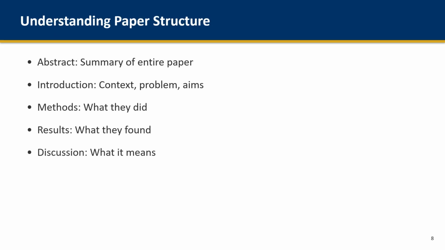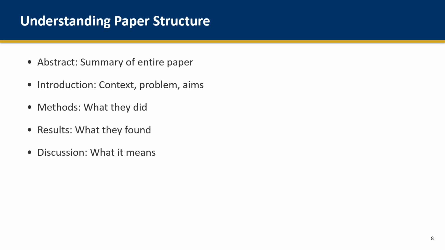Understanding standard paper structure helps you navigate efficiently. The abstract provides a summary of the entire paper in miniature, research question, methods, key findings, and implications condensed into a few hundred words. For survey reading, the abstract might tell you everything you need.